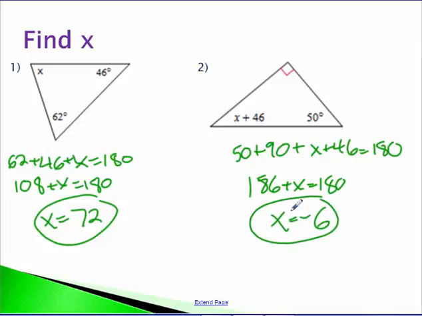Now you might start to think, wait a minute, you can't have a negative number. If I plug negative 6 in right here, I get that the angle is actually 40 degrees. And that is possible. I can have a 40 degree angle. It's okay to have x negative. You can't have an angle measure be negative.